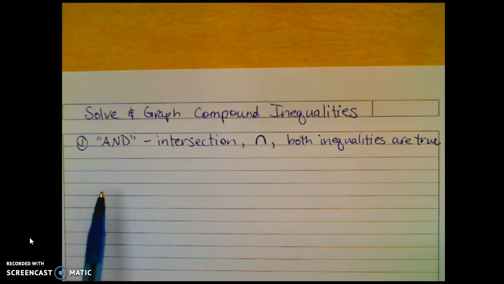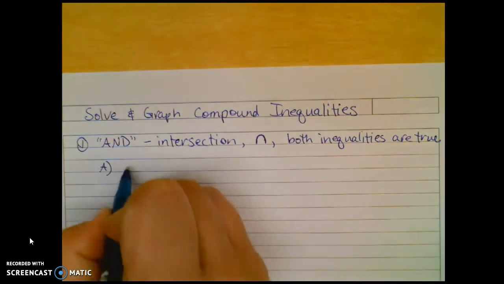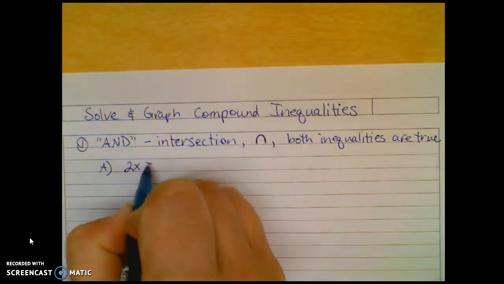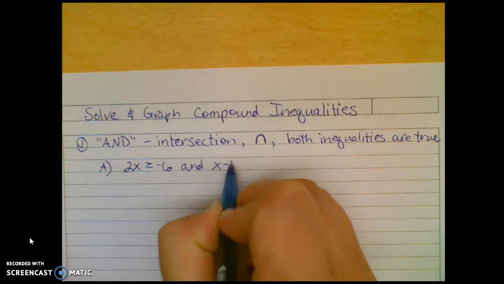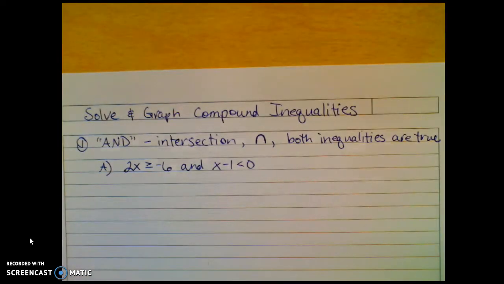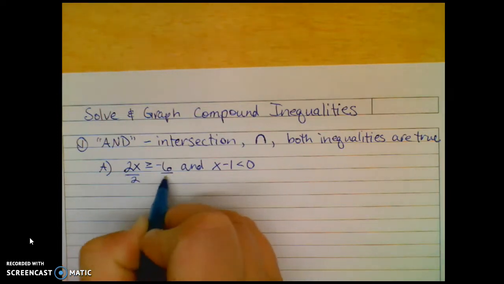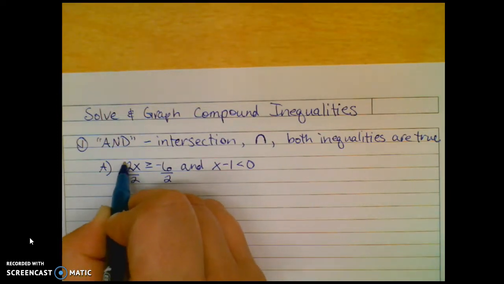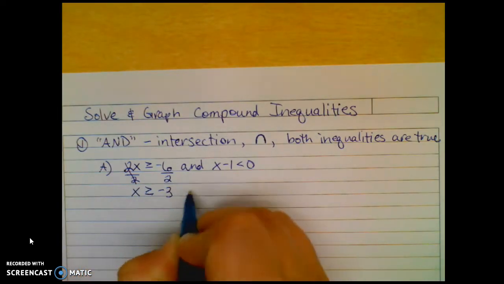Okay, so we have two examples for this. One, example A, I'll call it, might look something like this. 2x is greater than or equal to negative 6 and x minus 1 is less than 0. So we go through all the solving steps as normal. We just have to make sure that we remember when to flip the sign or not. So in this first one, we would divide by 2 on both sides. 2 divided by 2 is 1. So we get 1x is greater than or equal to negative 3.